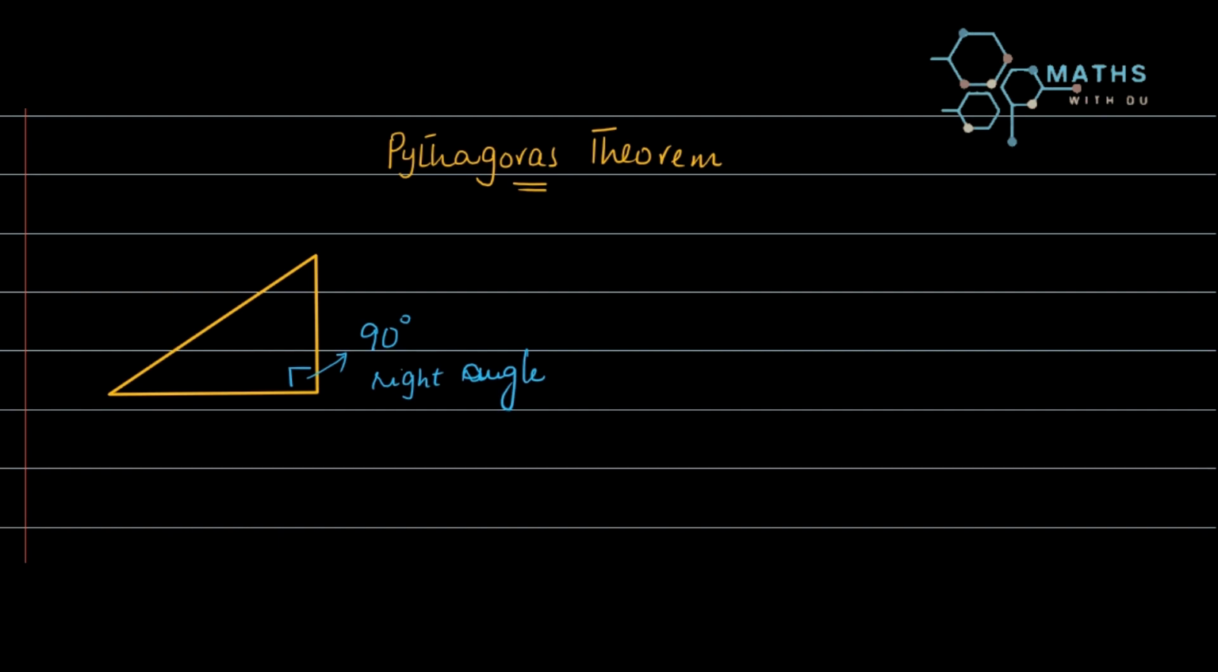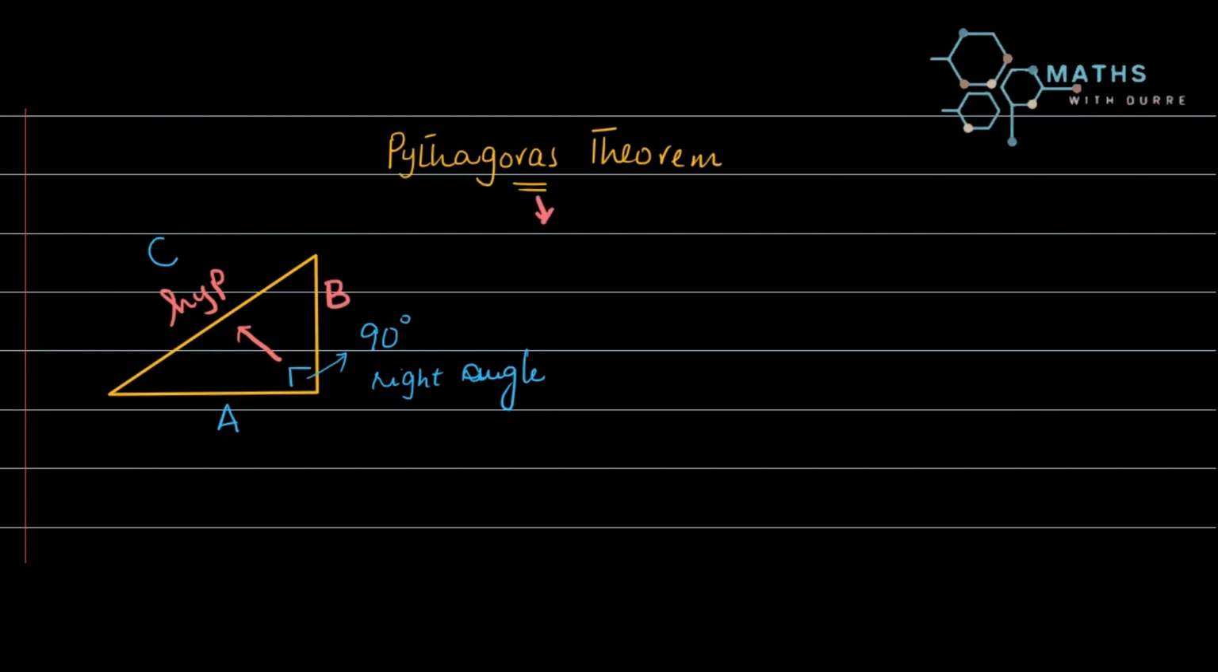Why? Because the side opposite to the right angle is called hypotenuse, and we normally label it with C. And the adjacent sides of a right angle, we normally label them with A and B.